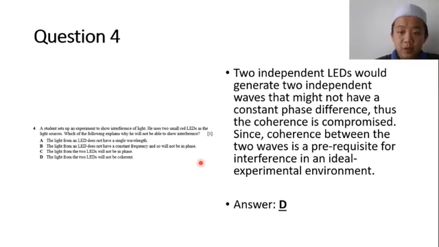Since coherence between the two waves is a prerequisite for interference in an ideal experimental environment where we can observe the interference clearly. But if there is no coherence, it means the phase difference goes haywire, everything goes to other places, and we cannot see the interference nicely. There is going to be another question in the subjective part that defines the definition of coherence. There is an illustration there, and we will discuss further on the concept of coherence later.